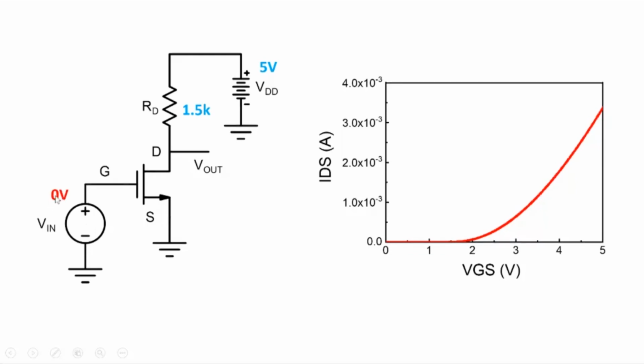So suppose I apply 0 volt. If I apply 0 volt, I'm at this particular point here, and as I said, the current is in picoamperes. So when picoamperes flow through 1.5K, the drop is negligible, and the output voltage is going to be practically 5 volt. So when we apply 0 volt, I'm going to get 5 volts at the output. Okay, so now you can see where I'm going. You apply a low voltage and you get a high voltage here.